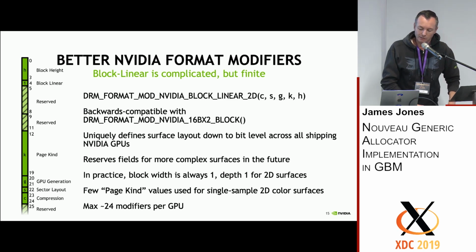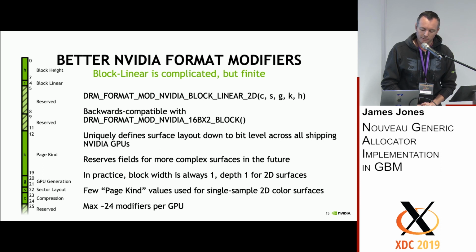The page kind field here is 8 bits, just like it is in our page tables, because that's where we get it from. But in practice, there are only 2 page kinds that are interesting right now for 2D surfaces with color formats, so we can simplify that quite a bit as well. We don't have to actually have the full 8-bit space of them. We just have to have 2 or 3.